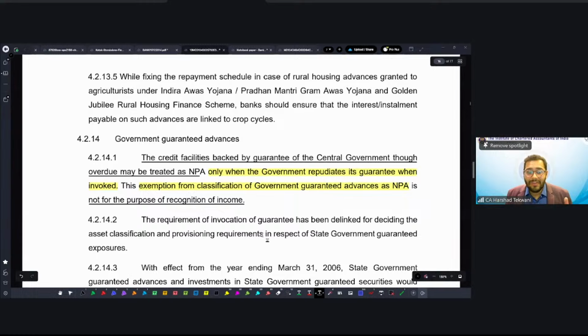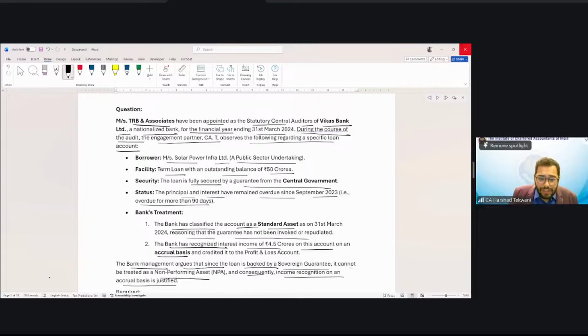This particular asset will still be worked upon cash basis because it has crossed the limit of 90 days. So in this particular example, classification is correct, but income recognition is incorrect. I should not recognize 4.5 CR of income on accrual basis because the amount is outstanding for more than 90 days.